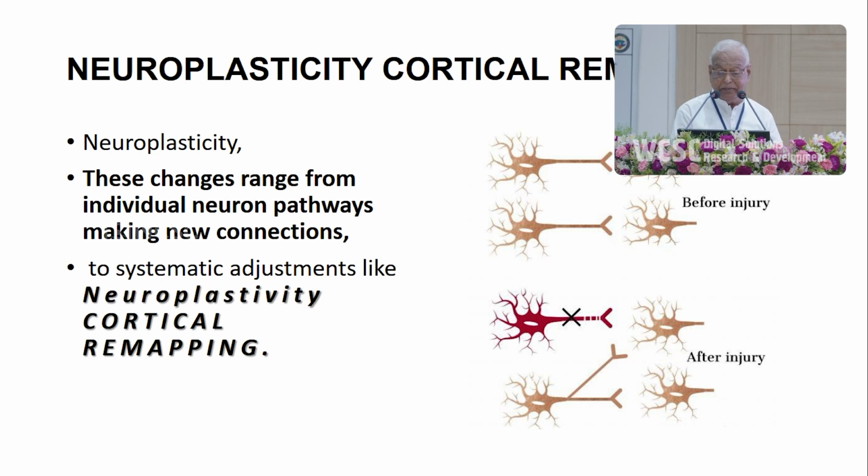Here I have shown an example. Four nerve cells are there. The first two are normal; in the second pair, the first one is damaged. When it is damaged, the corresponding cell becomes inactive, but the other cell forms a new neuronal path and helps to activate the other cell. In that way, neuroplasticity helps to form new neuronal pathways.